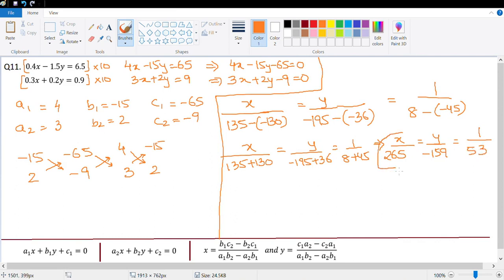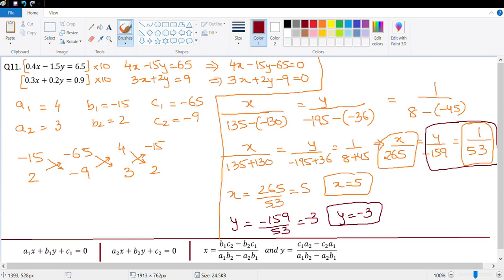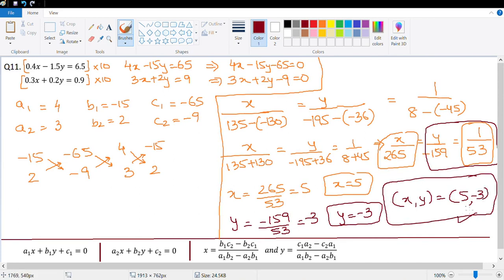So let's take the first term and the third term. We get x is equal to 265 upon 53, that's 5. So x is equal to 5. Let's look at the second term and the third term. We get y is equal to negative 159 upon 53, which is equal to negative 3. 53 into 3, yes, that's 159. So y is equal to negative 3. Answer in the set form, (x, y) is equal to (5, negative 3). Right, that's the final answer.